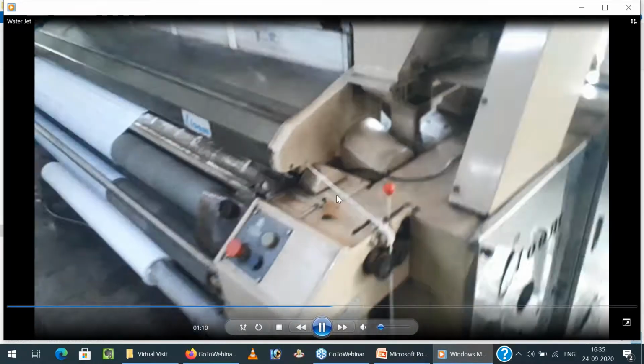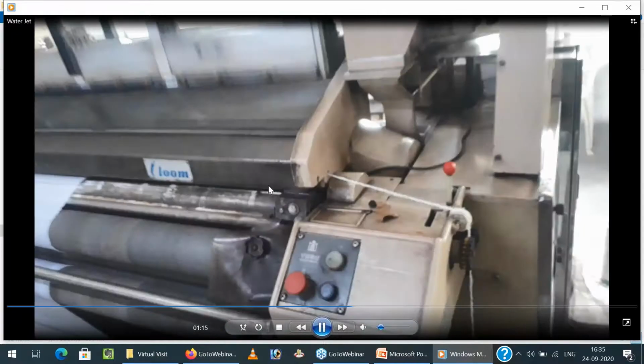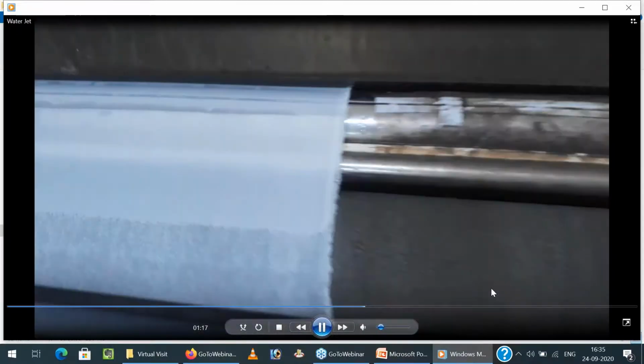Okay, so here also the weft yarn is coming to the other side. There are grips, and this way the fabric is made. So the fabric is wet now.